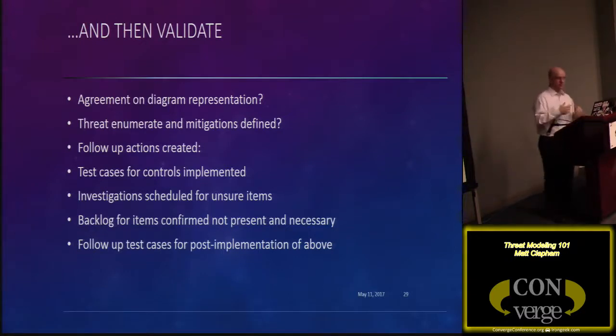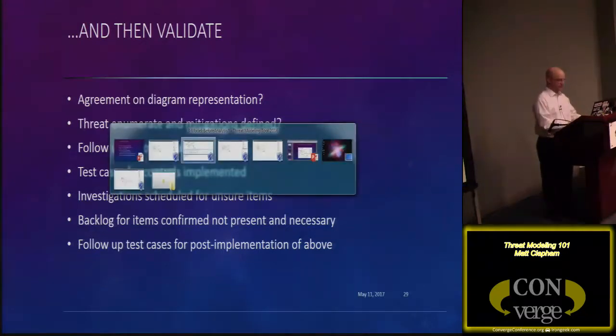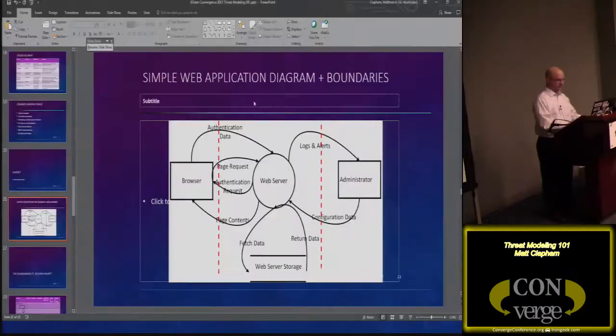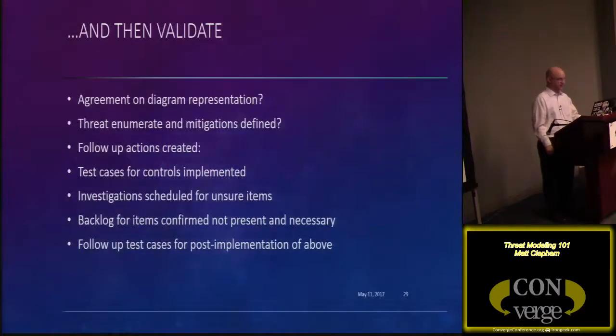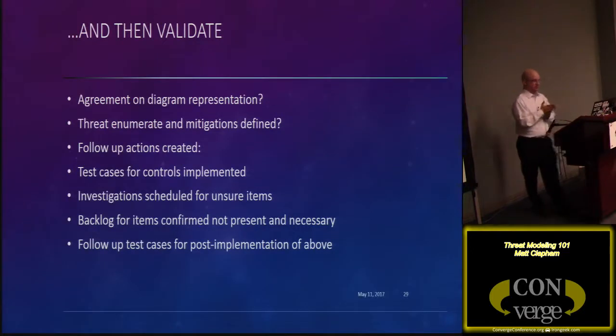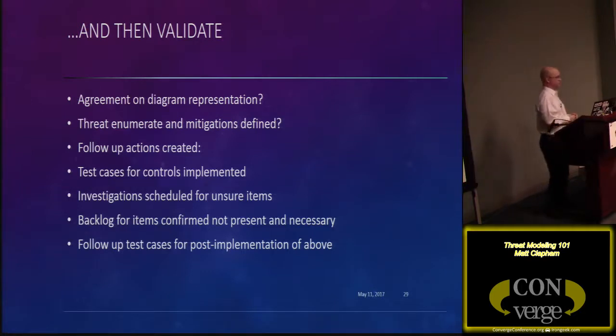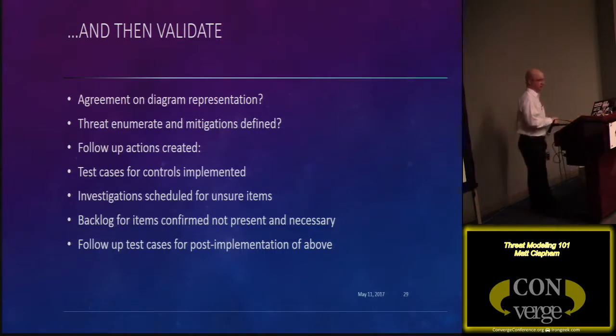Once you're going through that diagram, you've got everybody in agreement that that's what the diagram looks like. Well, now we can go through and validate stuff. Okay. Have we gone through all the different threats? Do we have all of our follow-up actions created? Right. We did it. We went through the tool. We answered the questions. We've got all 52 of them filled out. Do we know what we're going to do with each of those?